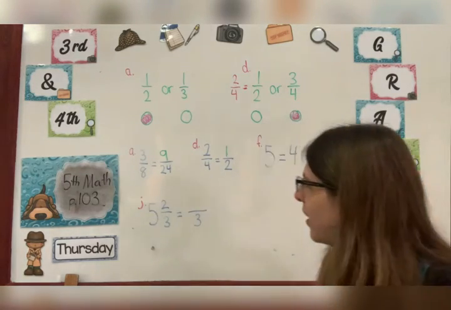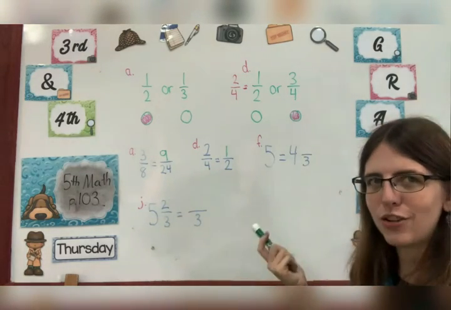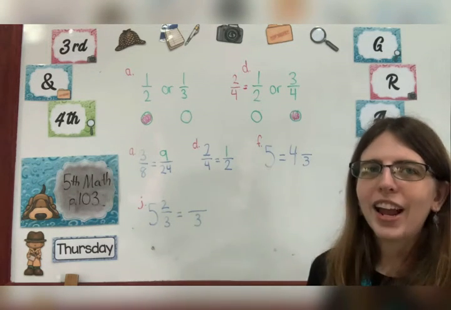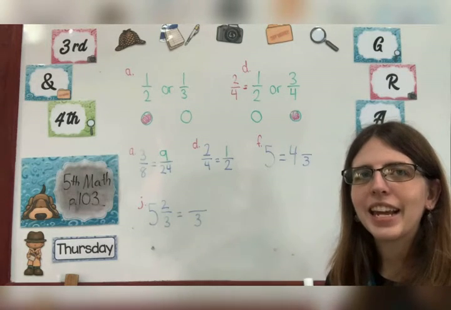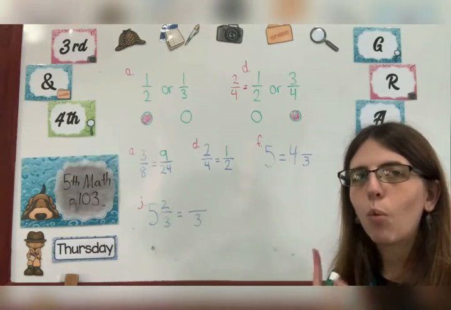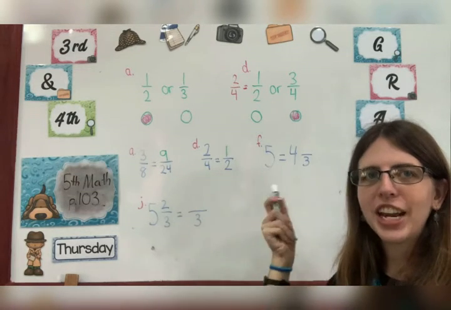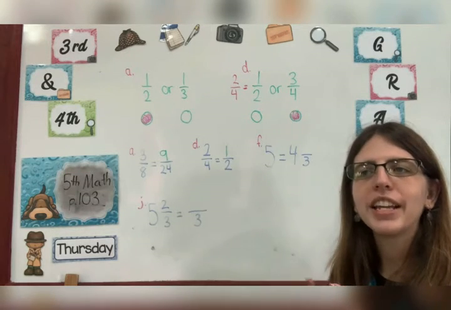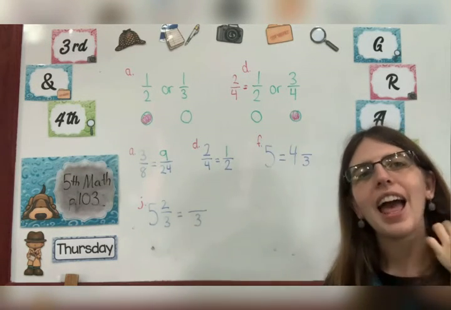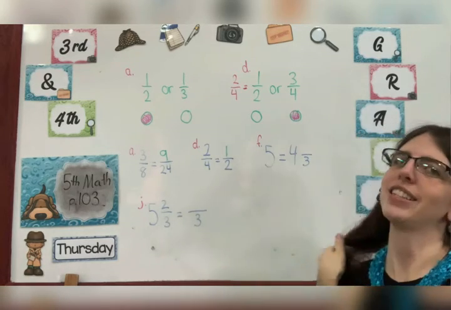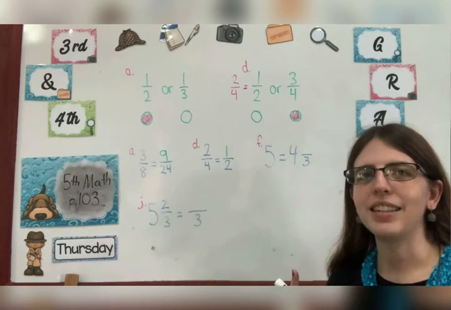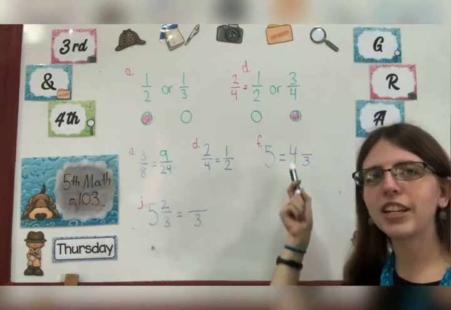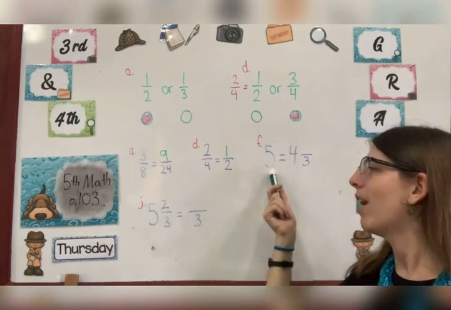All right, letter F. This one is different. It's interesting. You have the number 5, and then you have 4 and something over 3. All right, the number 5, if I take it and I change it to 4, that means I took 1 away from 5, and I changed it into a fraction. Remember, you can change the number 1 into any fraction that you want, as long as the numerator and denominator are the same number. So that means that my numerator and denominator here have to be the same, so that this fraction can equal 1, because 1 plus 4 is 5.